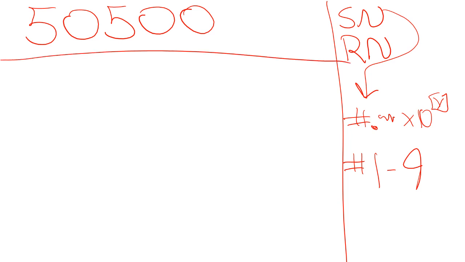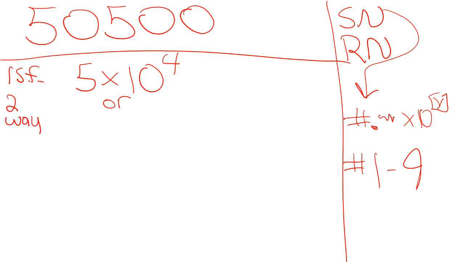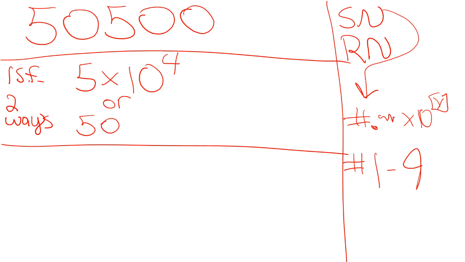Now, if you were given 50,500 and you're asked to round it to one significant figure, we have to round that to 50,000. So the correct answer would be 5 times 10 to the 4th, or, so I would tell you 2 ways, say round it in 2 ways, or 50,000.